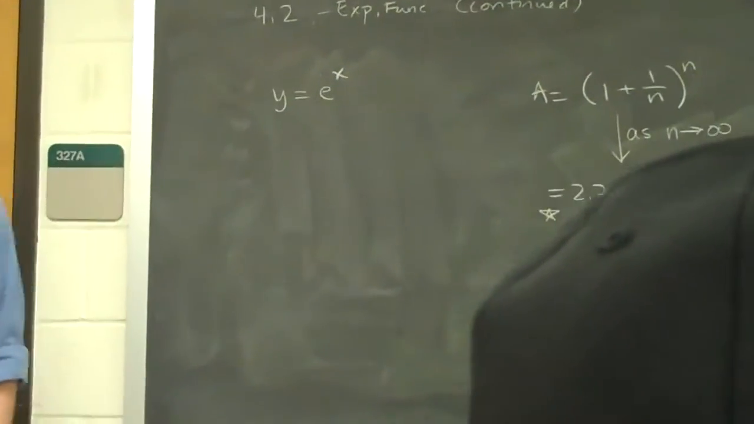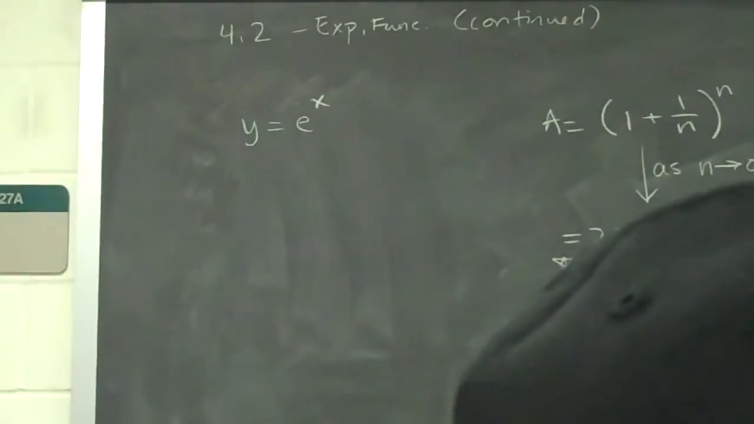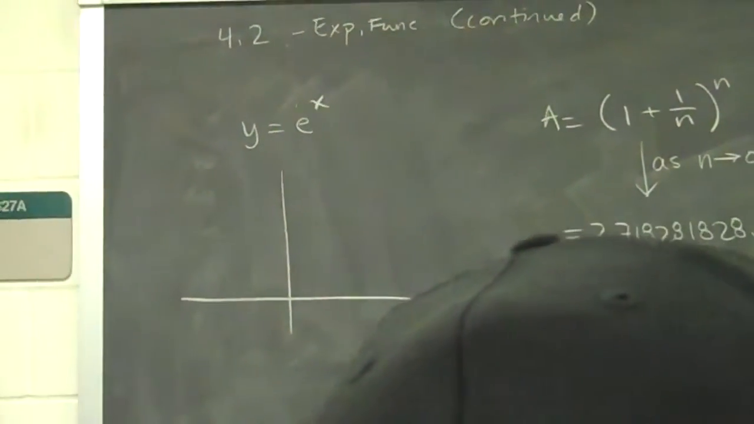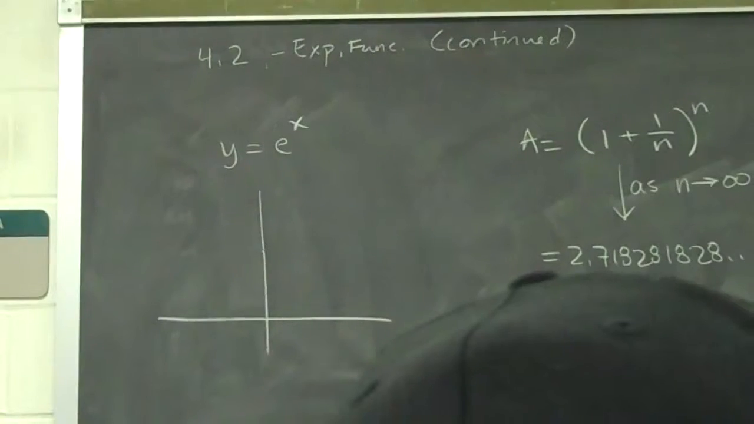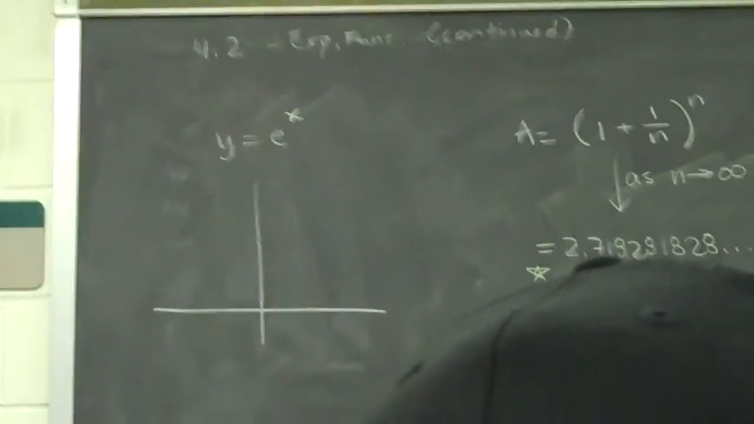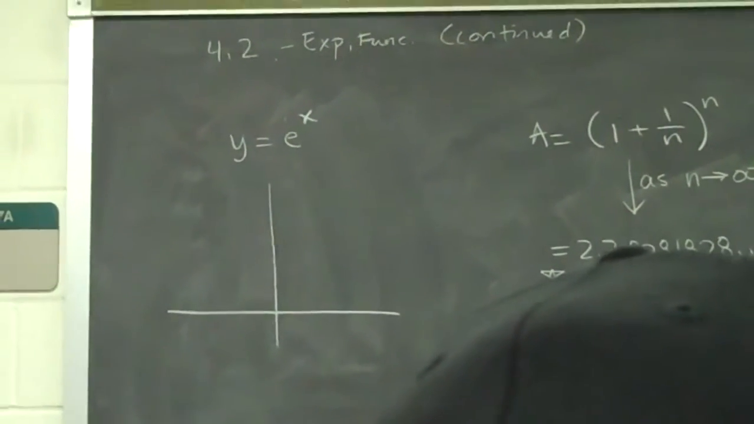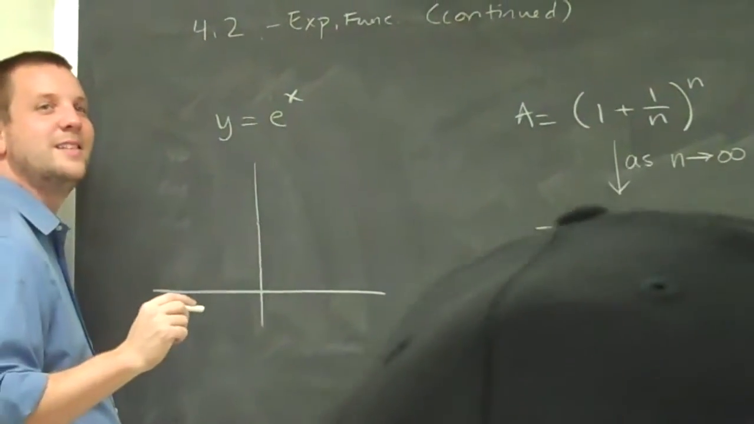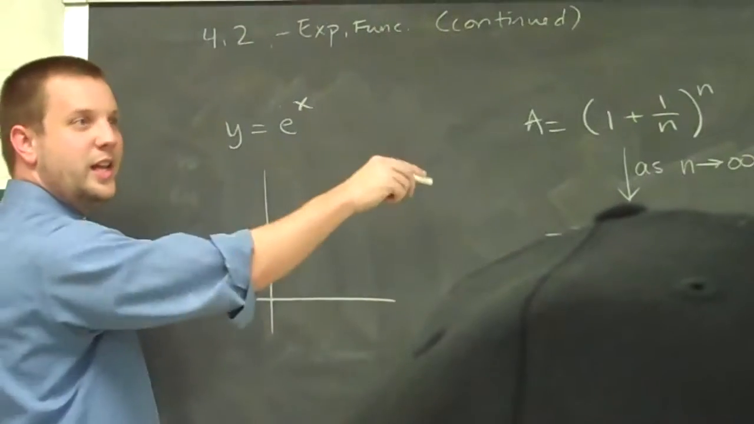What do you think that function looks like? Y equaling e to the x, if we were to graph it. It's an increasing function, right? The base is 2 point something or another. It's bigger than 1, right? So what's one point that it would go through? (0, 1). They all go through (0, 1), including e to the x.